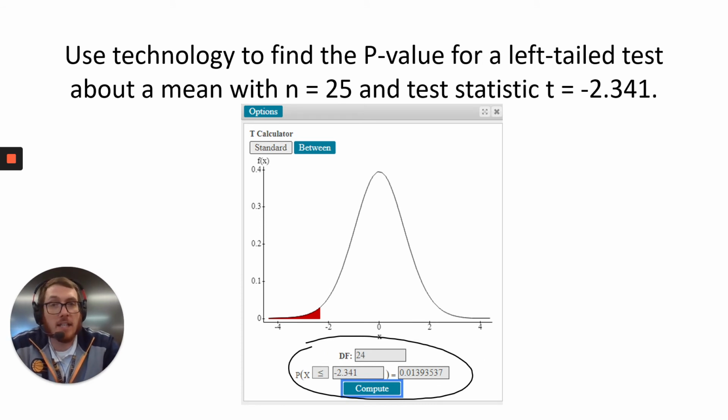The next one is the left-tailed test with n equals 25, so degrees of freedom is 24. Since it's left-tailed, I change it to less than. I typed in the test statistic, and it spits out 0.0139. That would reject the null hypothesis if the significance level was, say, 0.05, the alpha level. It would fail to reject if it was 0.01, though. But again, the technology can find that answer for you in terms of finding the test statistic, or using the test statistic to find the p-value.